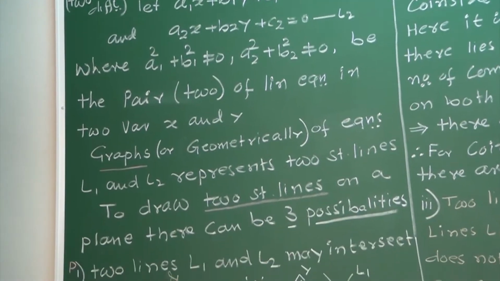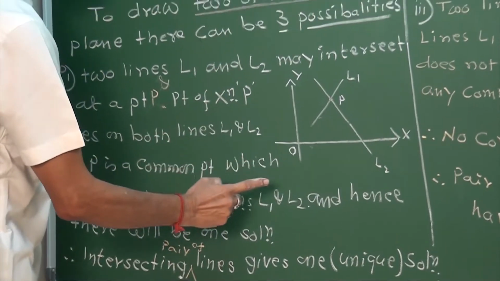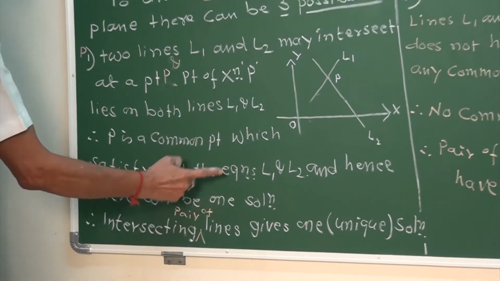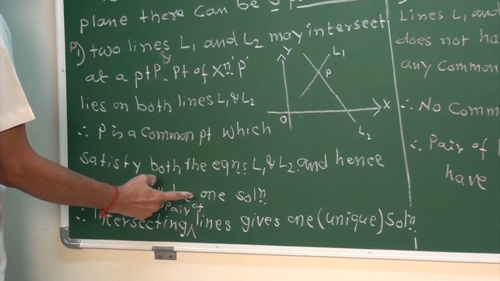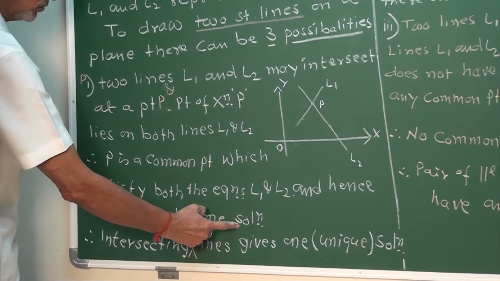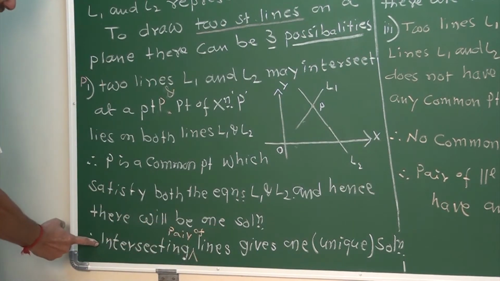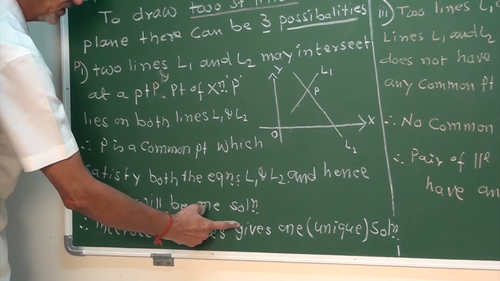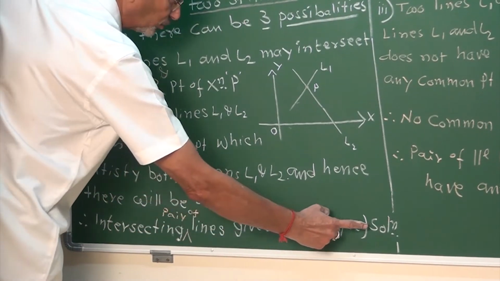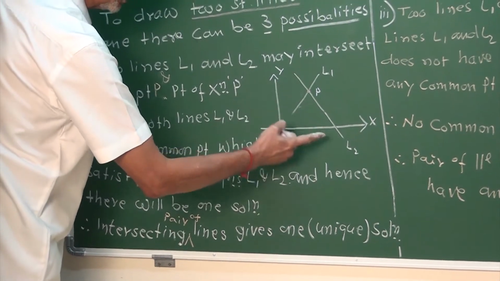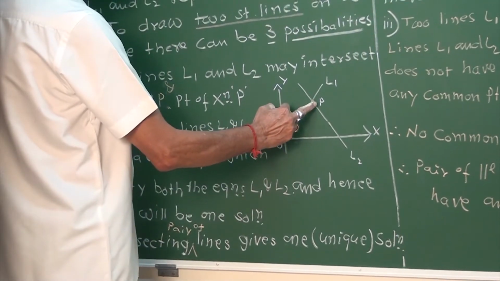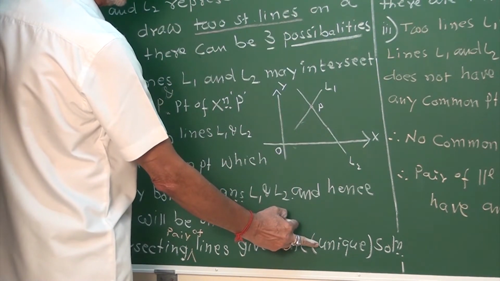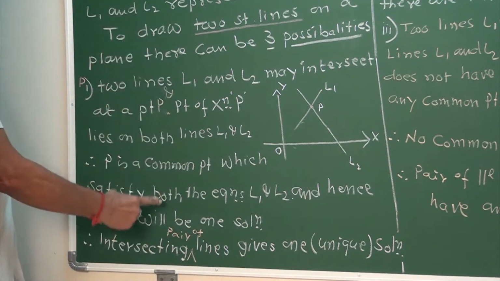Which satisfy both the equations L1 and L2. When it satisfies, hence, it will be a solution as there is only one point of intersection. So the number of solutions is what? Only one. Only one means unique solution. Therefore, an intersecting pair of lines always gives a unique solution. Remember, my friends, I explained everything.